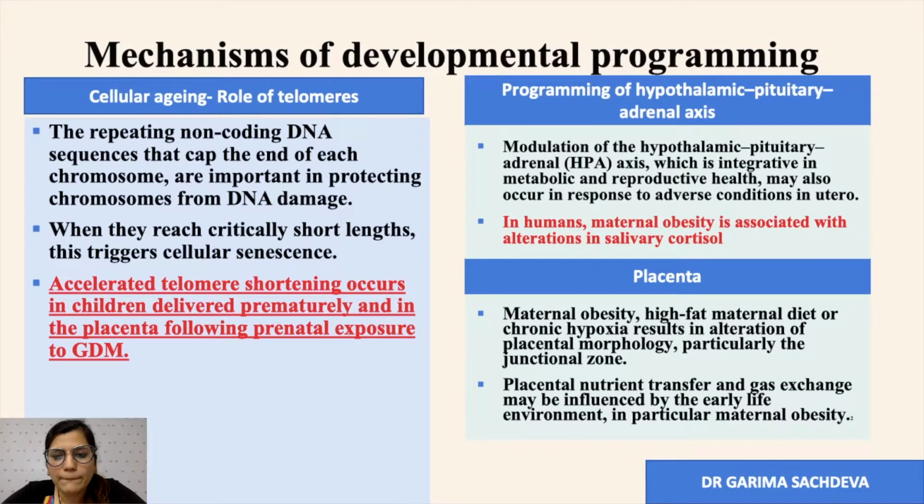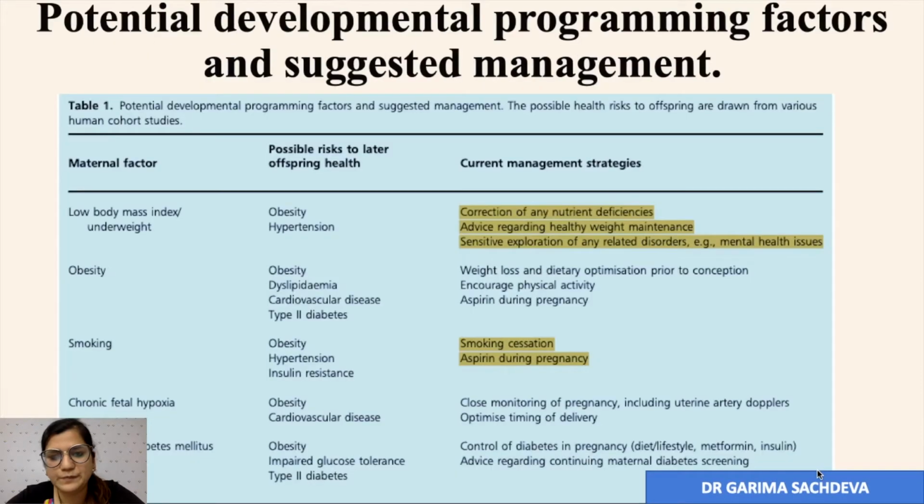Then the placenta. Changes in the placenta have been seen if there is maternal obesity, a high fat maternal diet, or chronic hypoxia, which result in alteration of placental morphology, particularly in the junctional zone. So placental nutrient transfer and gas exchange may be influenced in these patients. Particularly, these changes are seen if the mother is obese.